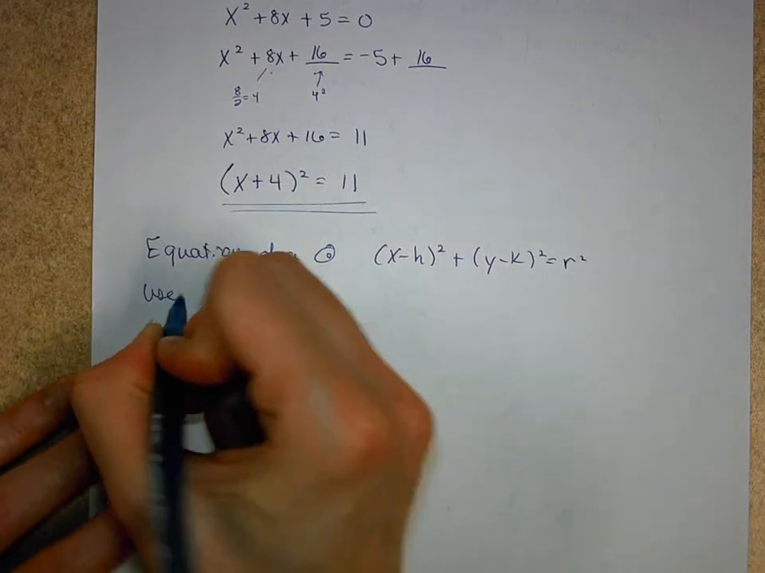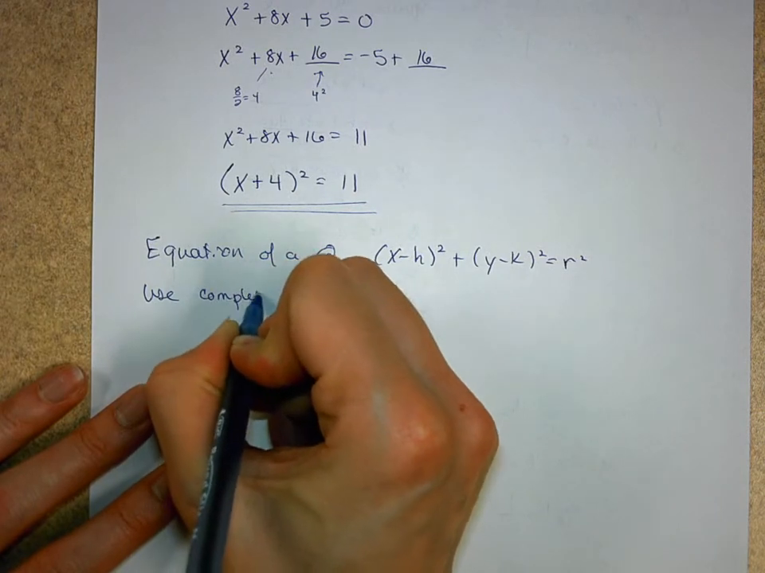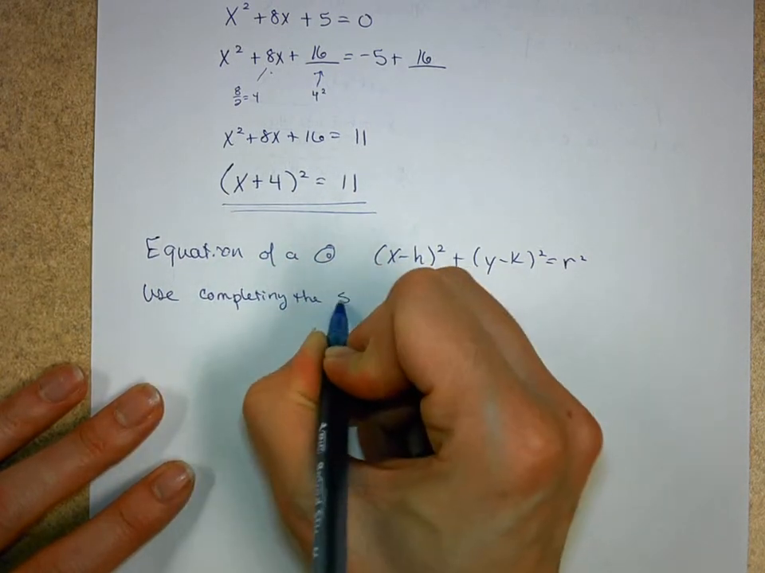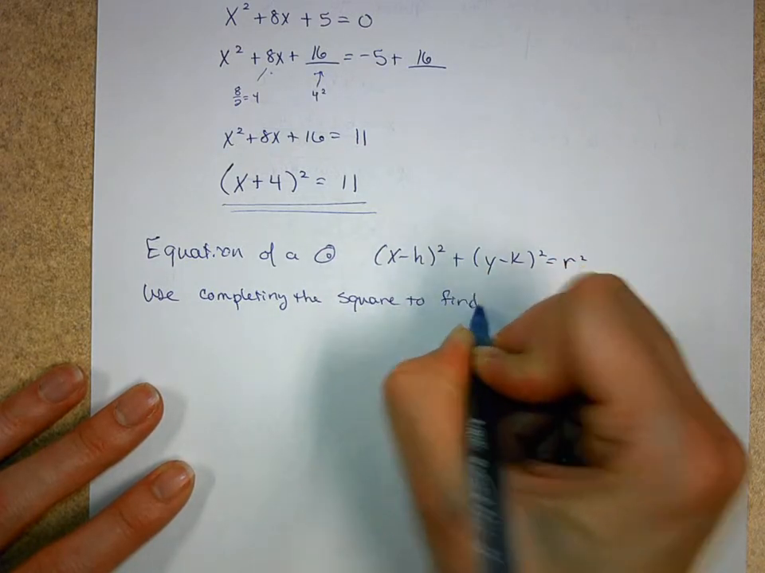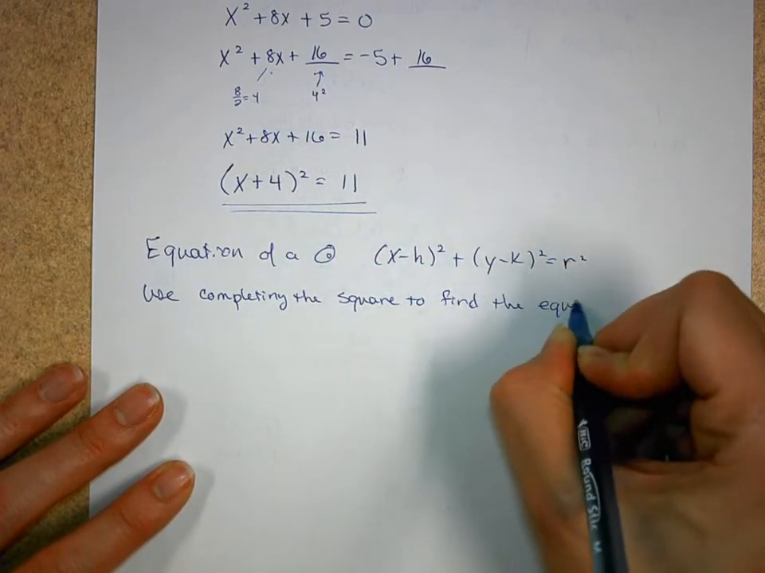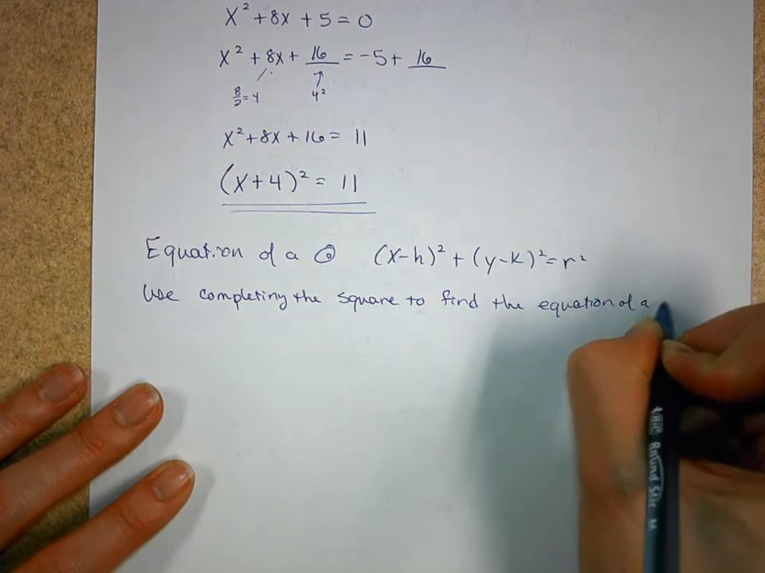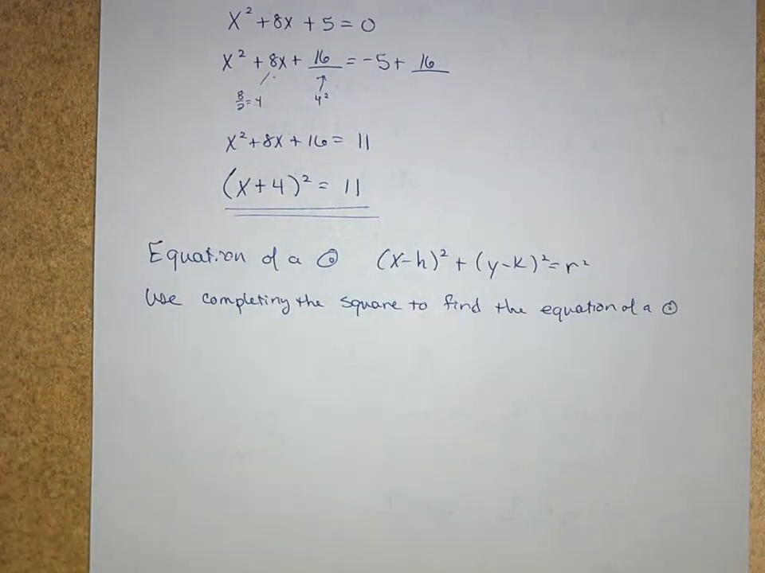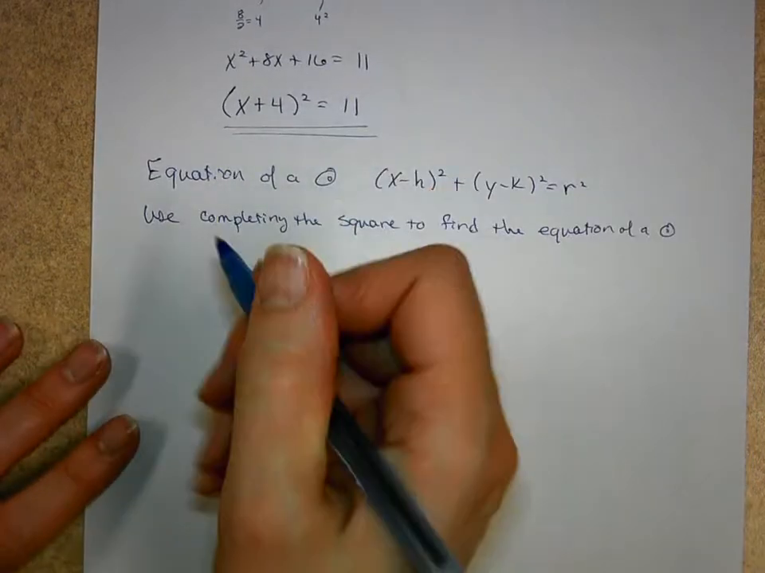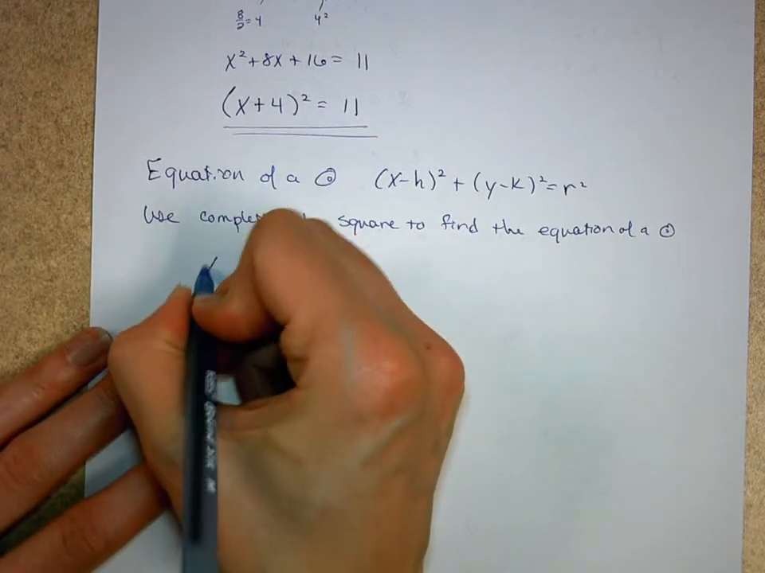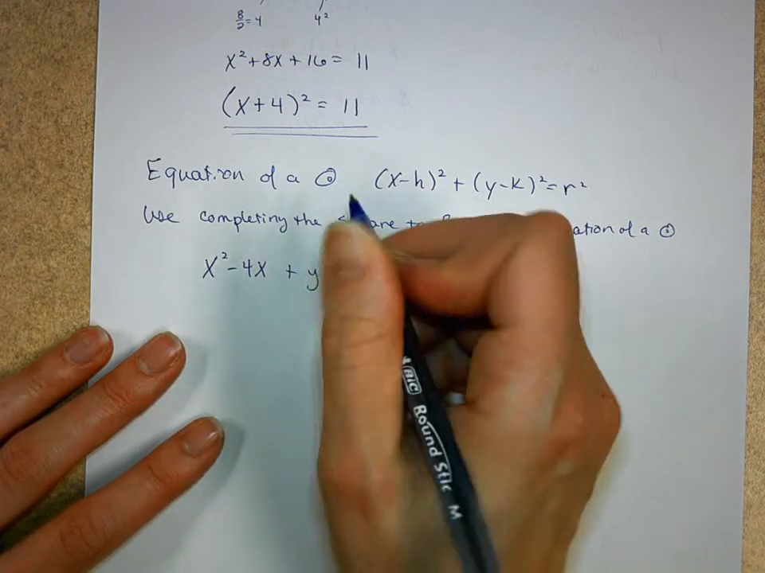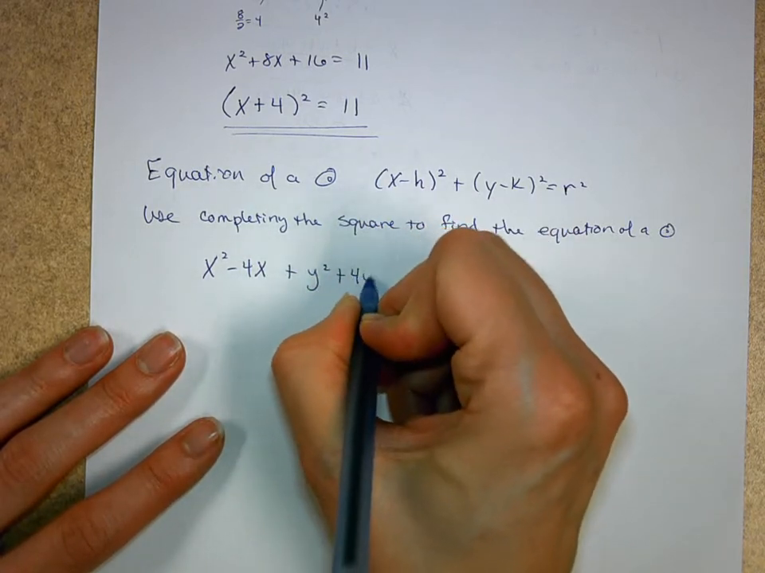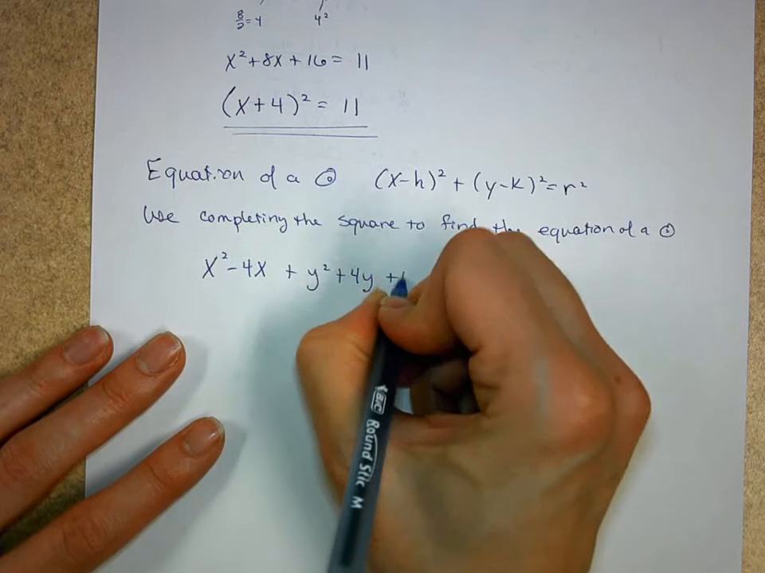Use completing the square to find the equation of a circle. Okay? And I know I'm going a long time on this, so I probably should at least do one more and then stop and then give the final example. So here's the example I want you to use. Here's your equation. X squared minus 4x plus y squared plus 4y plus 6 is equal to 0.